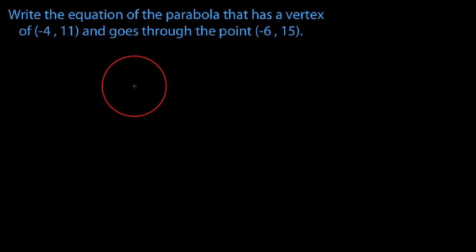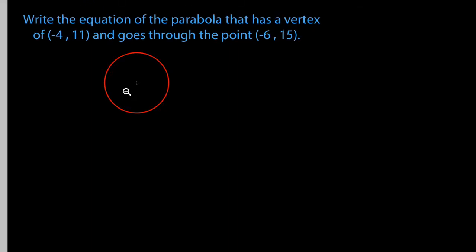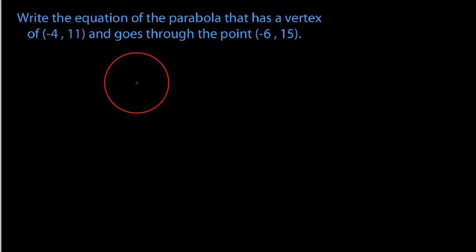In this video we're going to show how you can write the equation of a parabola given some information about the parabola. We're going to read through what we have written here. It says write the equation of the parabola that has a vertex of -4, 11 and goes through the point -6, 15.